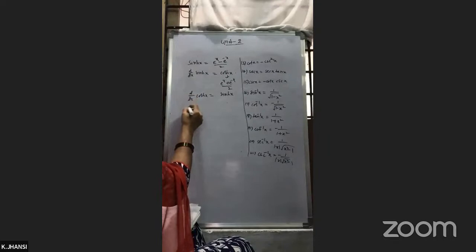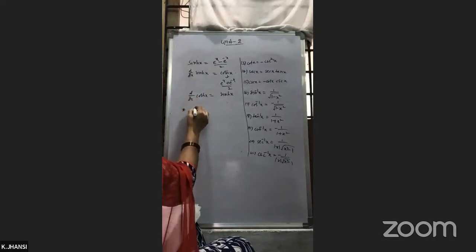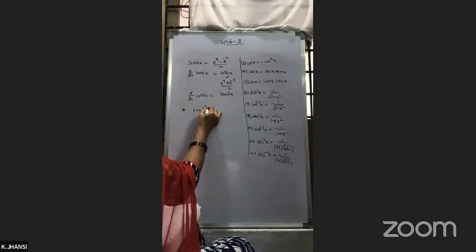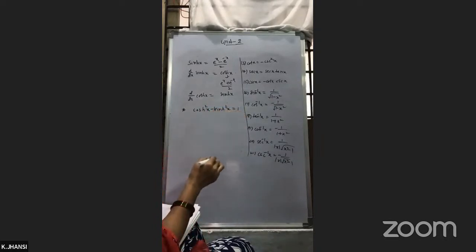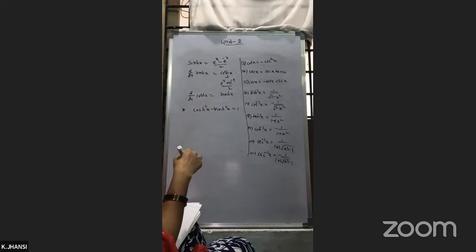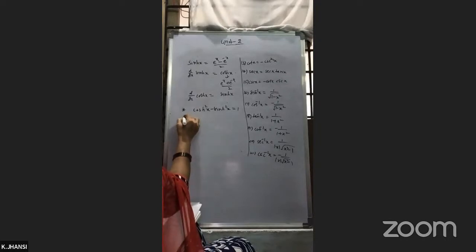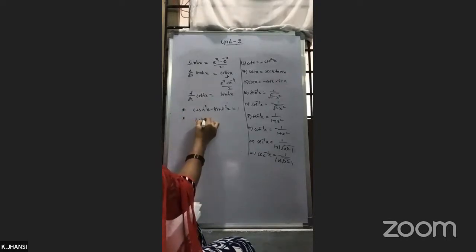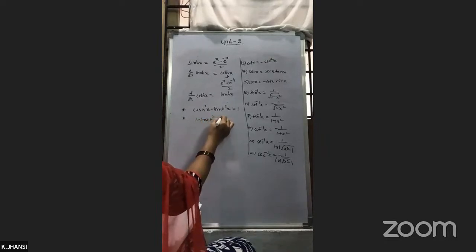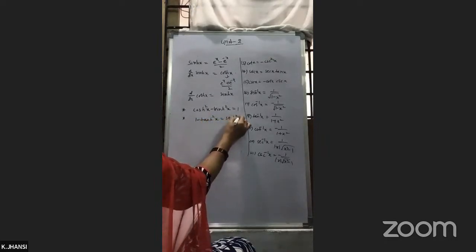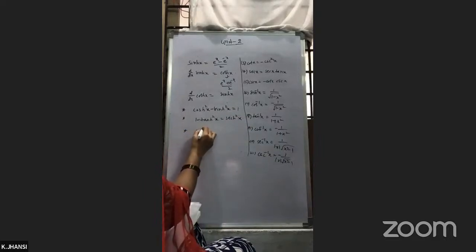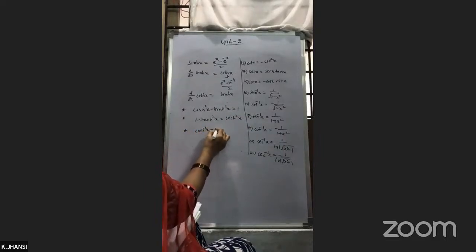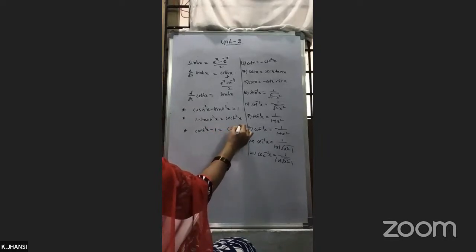And one thing you remember, that is cos h square x minus sin h square x equals 1. In trigonometry we got plus, no? Here we get the minus. And one more is 1 minus tan h square x is equal to sech square x. And one more is cot h square x minus 1 equals cosech square x.